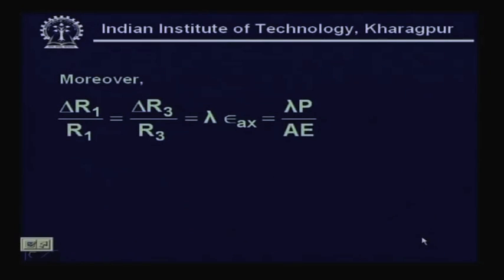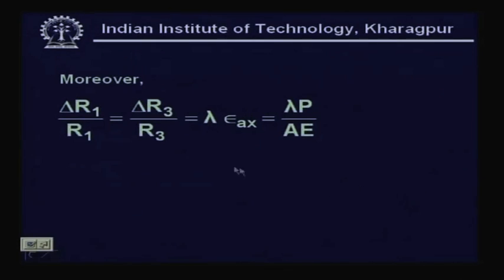So, I can write delta R 1 by R 1 equal to delta R 3 by R 3 equal to lambda into epsilon A x equal to lambda P by A E. This is coming from the simple strain gauge formula. Since R 1 and R 3 are initially the same, we can assume delta R 1 by R 1 is similar to delta R 3 by R 3, because you see, very carefully, both R 1 and R 3 are under axial load, right.